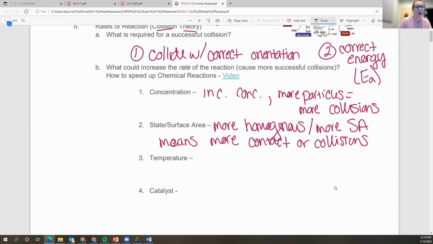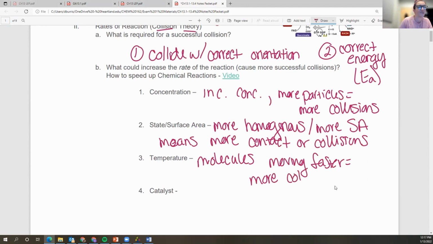Okay, temperature, you said was analogous to things moving faster, right? The higher the temperature, the faster the particles move. So if the particles are moving faster, so molecules moving faster, then we're going to have more collisions and more collisions that have enough activation energy.